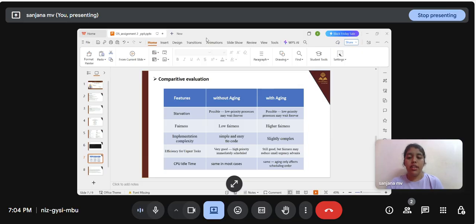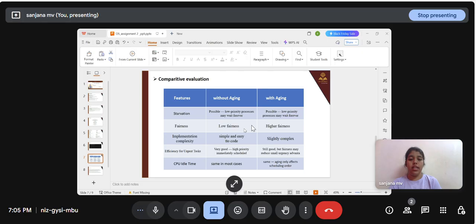Now we look at the comparative evaluations: starvation, fairness, implementation complexity, efficiency for urgent tasks, and CPU idle time, with and without aging. Without aging, starvation is likely: a low priority process may never get the CPU. With aging, the starvation is avoided, whereas otherwise a low priority process may wait forever.